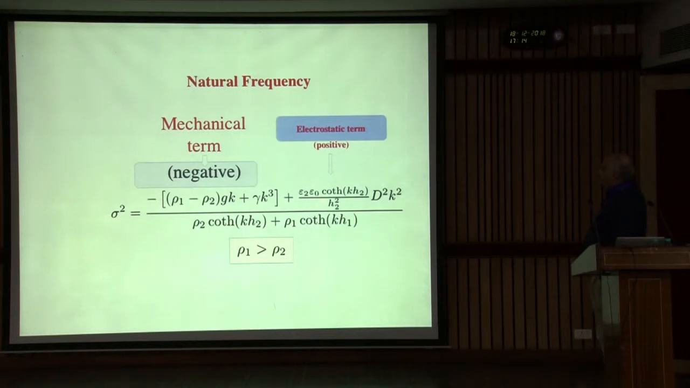The second part is new. This is the electrostatic term, where epsilon 2 represents the permittivity of the upper medium. If it's air, it's the permittivity of air. Epsilon naught is the permittivity of free space, and D is the voltage, if it were direct, if it were non-oscillatory. If you had an oscillatory voltage only, D squared would be replaced by 1/2 of A squared.